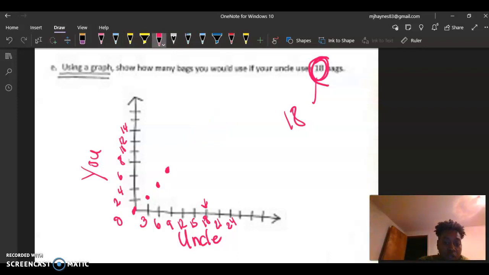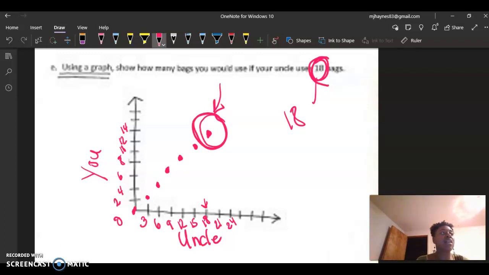So another 3 for uncle will be 12. Another 2 for you will be 8. Another 3 for uncle will be 15. Another 2 for you will be 10. See where I got a proportional relationship? Another 3. Now I'm at 18. And to keep uncle right, he's at 12. So this is the point that you have to refer to. And so you've got to show that happening.